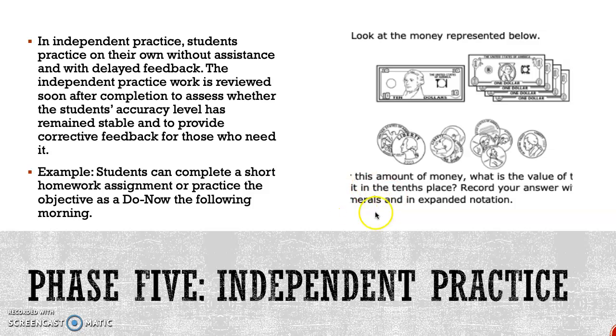A little bit cut off, but it's basically look at the money represented below. What is this amount of money, and what is the value of the digit in the 10th place? So you will need to add up all the money and find the digit that is in the 10th place, and then record your answer in numerals and in expanded notation.